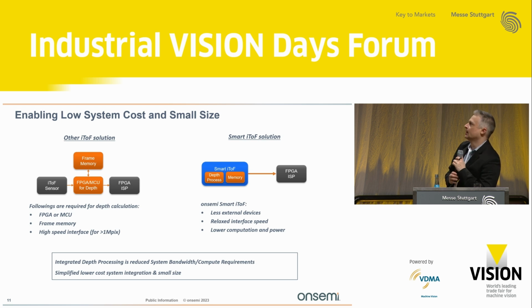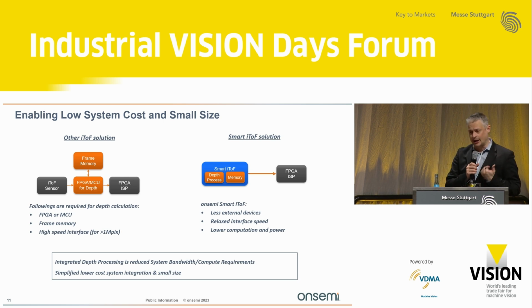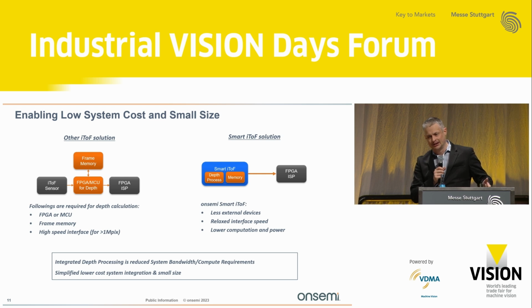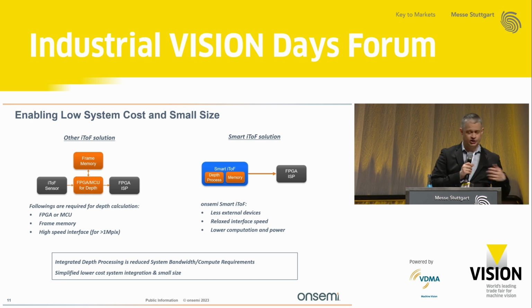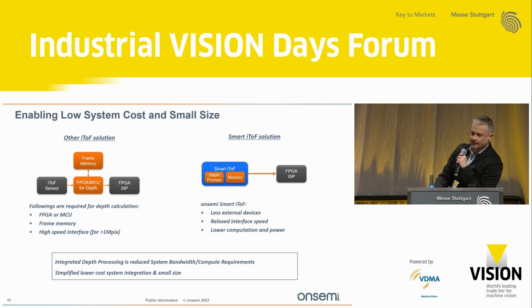And then finally, the last point for optimization here is on cost and system size. As I'd mentioned prior, with many iToF devices, you need an external discrete component and memory in order to be able to calculate the depth. With the smart iToF solution, if you're able to calculate the depth real time on the sensor, obviously you don't need an external discrete component, and potentially you could get away with a much lower cost FPGA or SoC. So this is a key one as well for size and cost.